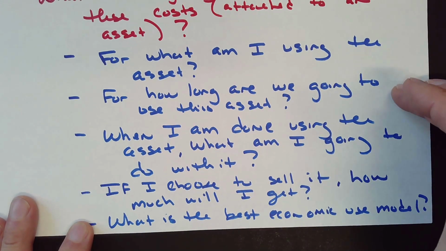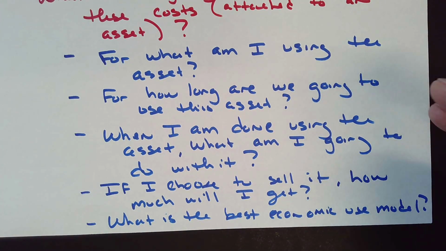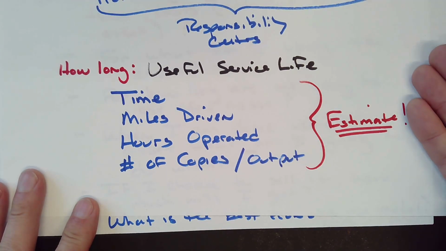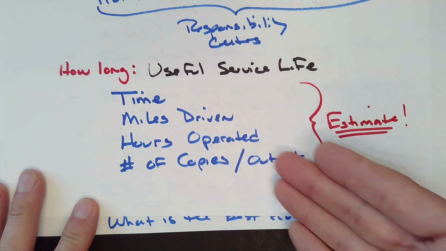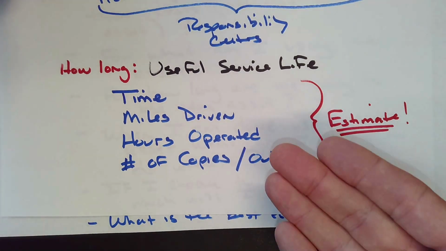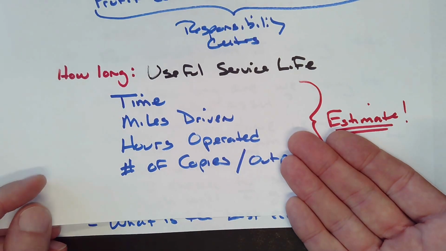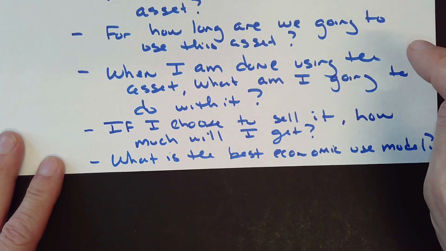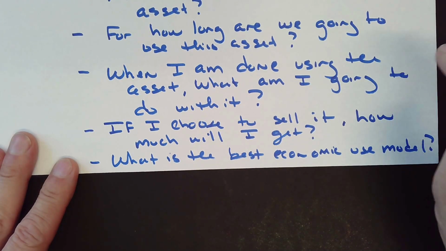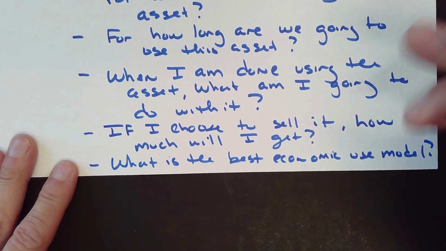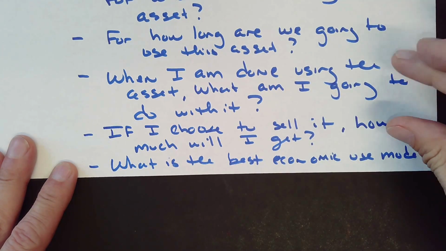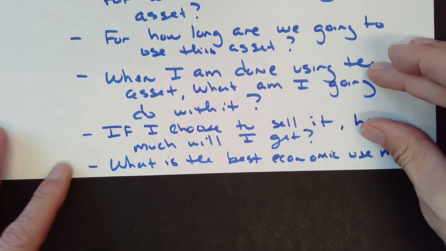How long we're going to use the asset, we started discussing what's the useful service life. It's an estimate, and it can be driven by a number of different factors. Your decision. Now we want to get into when I'm done using the asset, what am I going to do with it? And if I choose to sell it, how much will I get? Those two things we want to start addressing next.